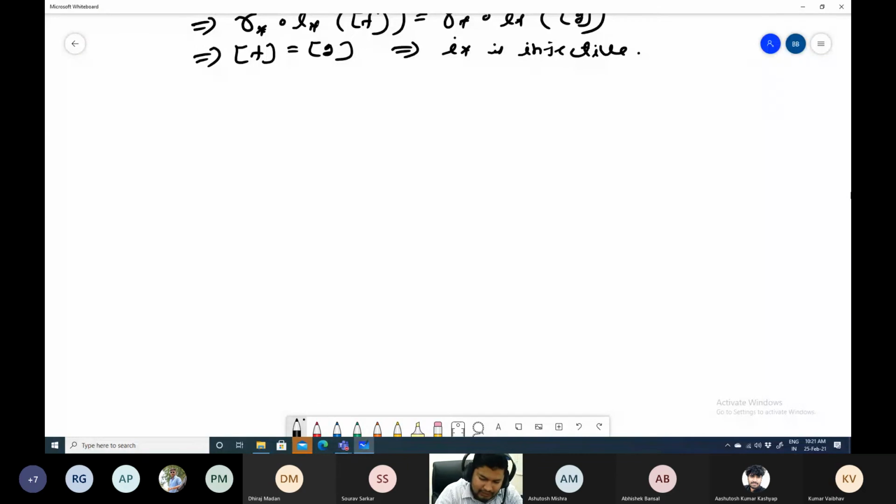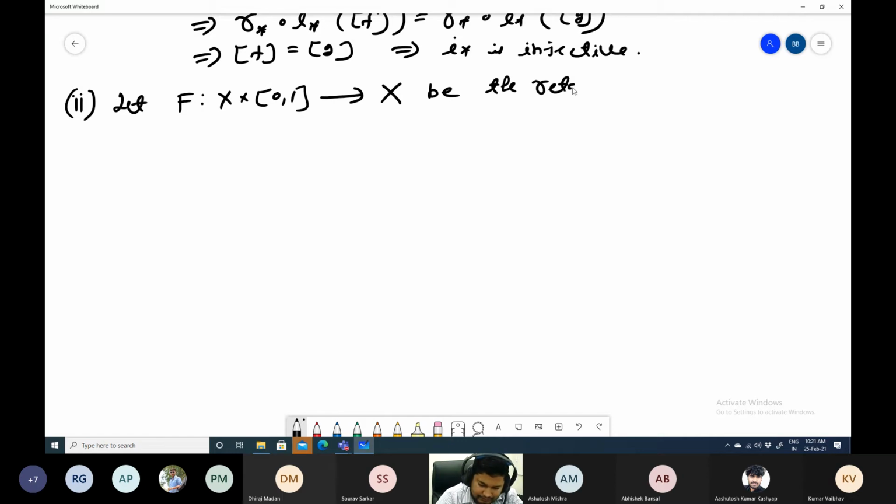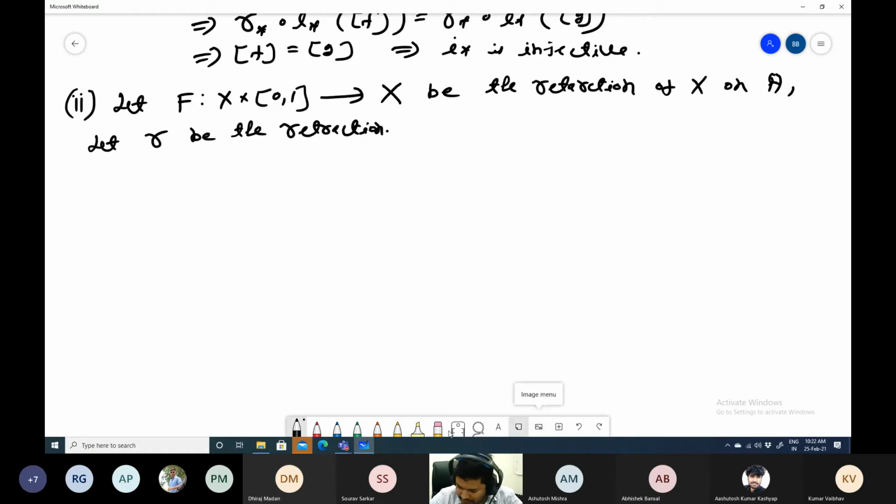Good. Now we will solve part 2. That means there is a deformation retraction from X to A. Now let F: X cross [0,1] to X be the deformation retraction of X on A. And let R be the retraction. Now that will be a deformation retraction.